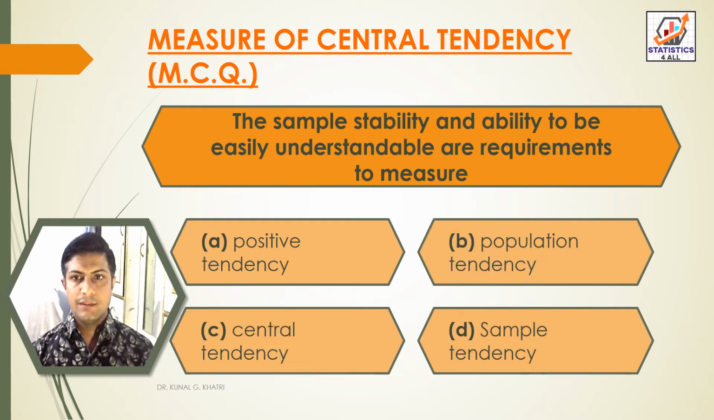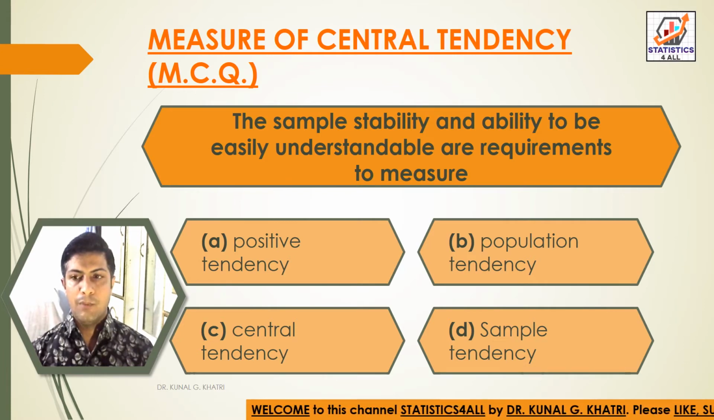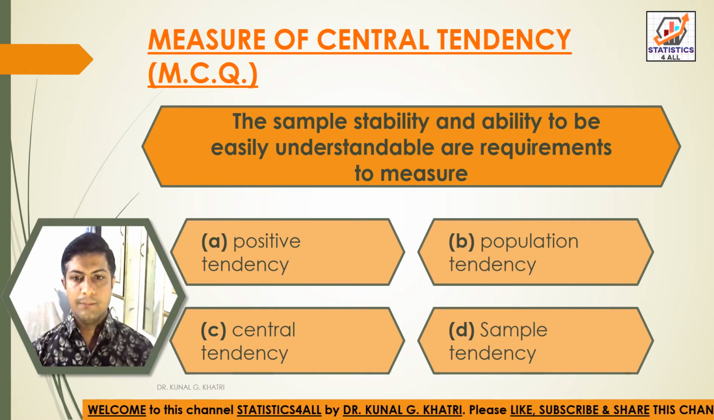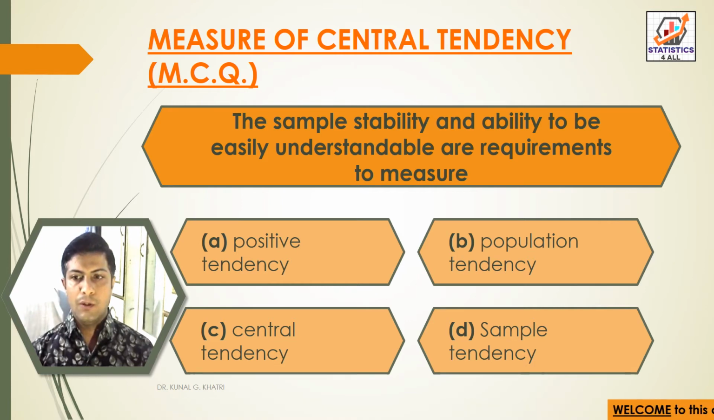Next question, the sample stability and the ability to be easily understandable are requirements to measure option A, positive tendency, option B, population tendency, option C, central tendency, option D, sample tendency. So here we have answer option C, central tendency. The sample stability and ability to be easily understandable are requirements to measure central tendency.